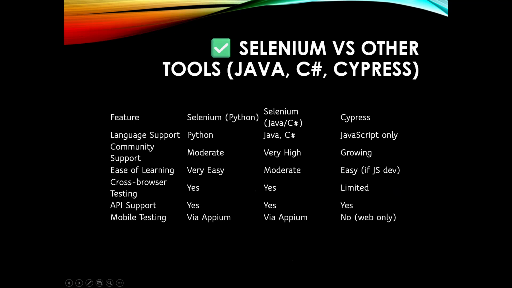And mobile testing, if we want to test mobile applications, we use Appium. By using Appium with Python, yes, we can automate that. In the same way, Appium Java and Appium C Sharp. And Cypress, no, it's completely web only. This is the major difference between these three.